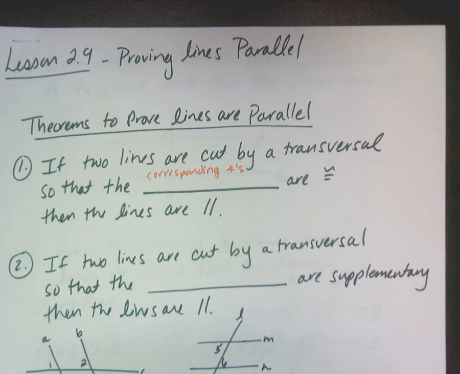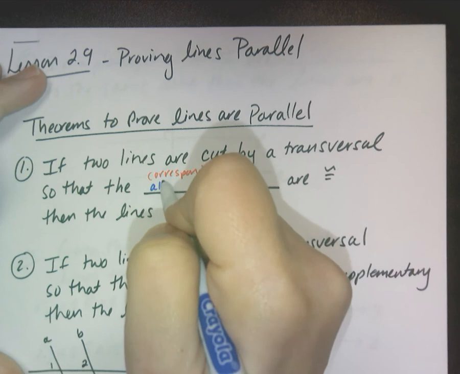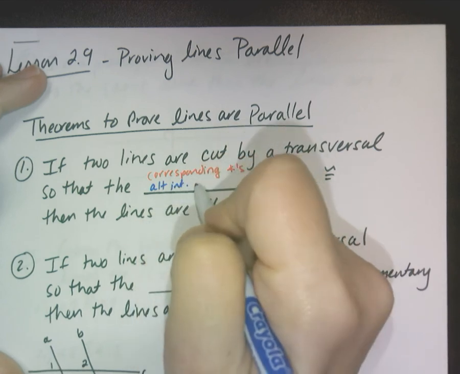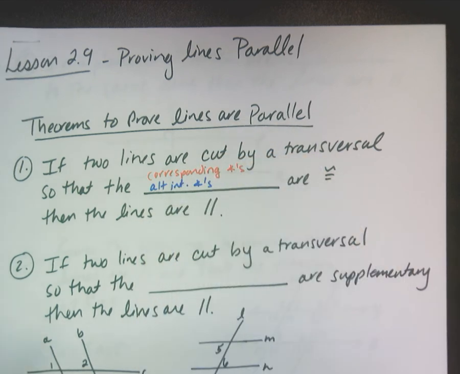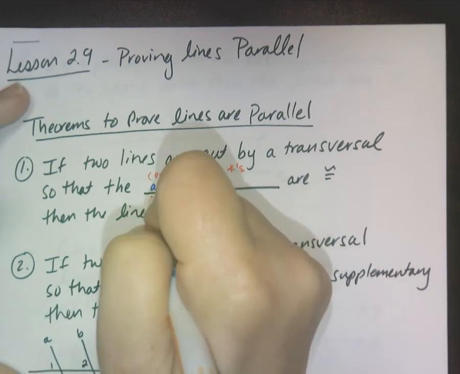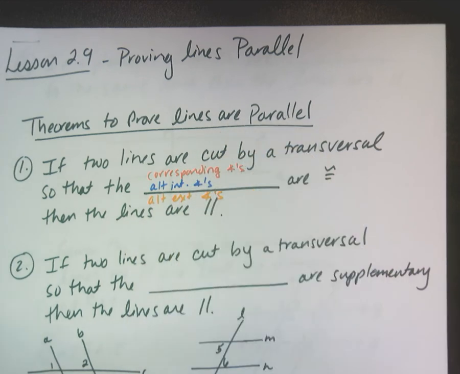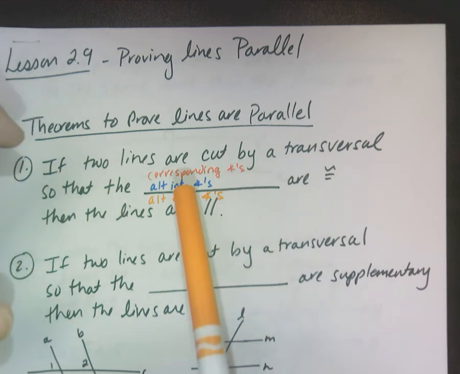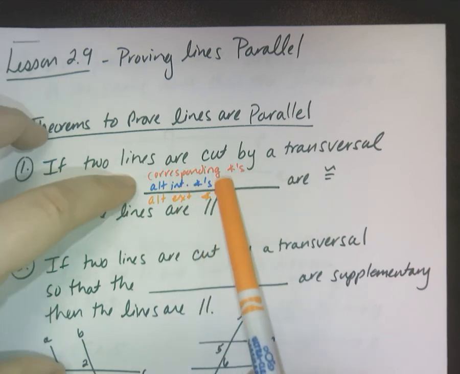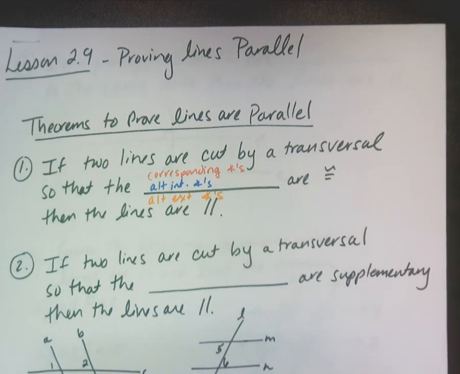What are the other ones that are congruent? Remember the alternate interior angles? If they're congruent, lines are parallel. And there's a third one, alternate exterior angles. If they're congruent, any three of these, if I start off with saying, hey, these two angles are congruent and those two happen to be alternate interiors, then lines we know are parallel.